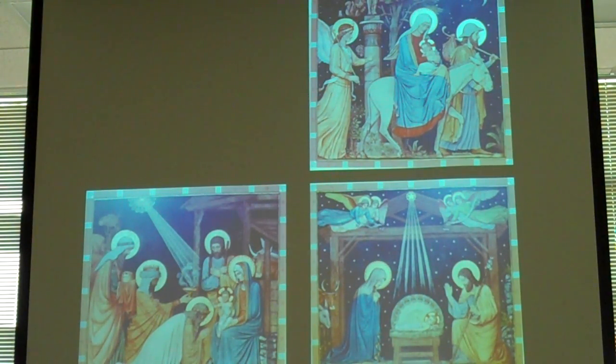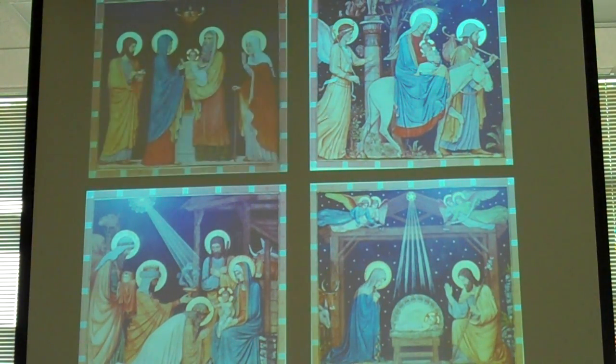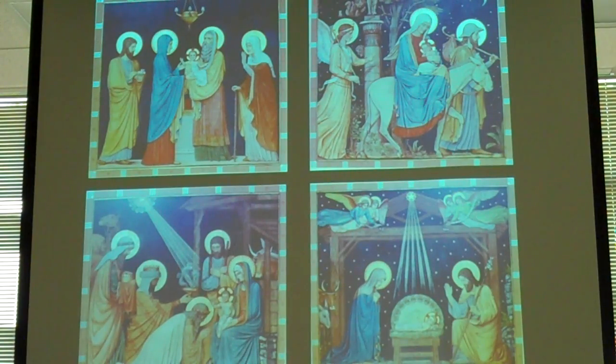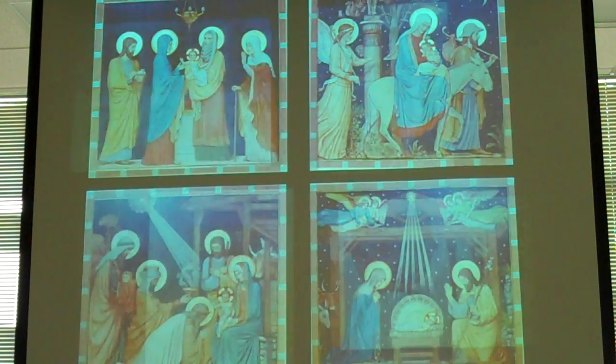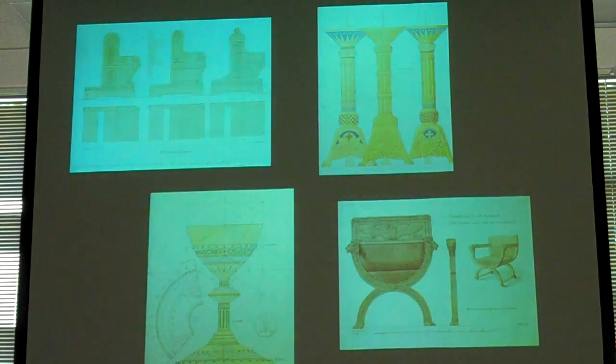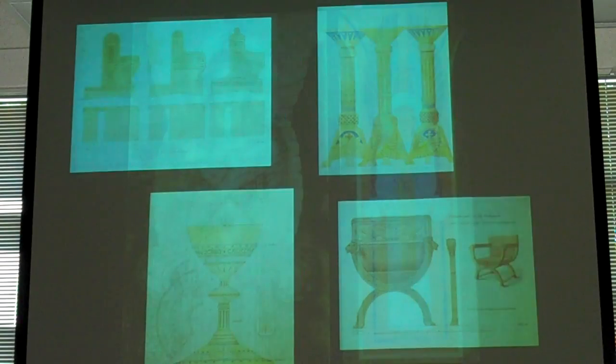And they're also against very rich backgrounds. Beautiful cobalt blue, fields of stars, things like that. Gold leaf. Okay, that's it. There we go. The Beuronese style also includes furniture, candlesticks, things like that.